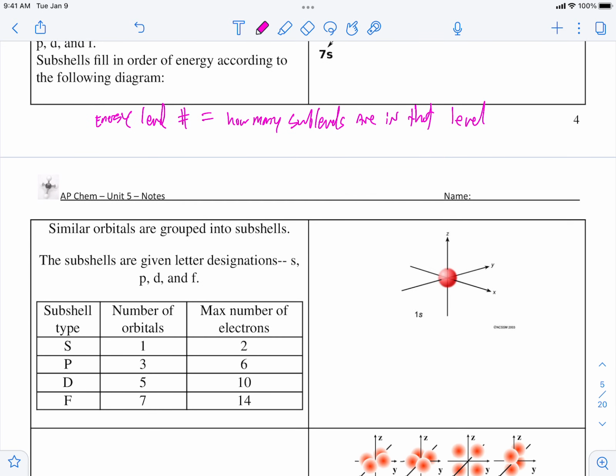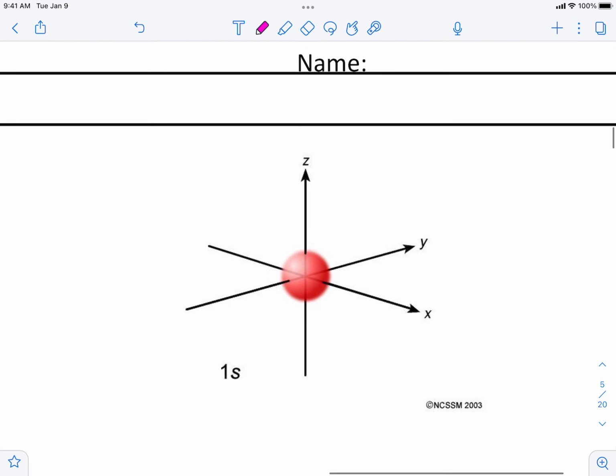S sublevel is found in every energy level, right? And because we're talking about an atom's three-dimensional space, if we refer to an XYZ plane, S sublevels look like a sphere. This is 1S. This is the smallest sublevel, right? So what that means is if there is an electron found within a 1S sublevel, it is going to be running around within this space.